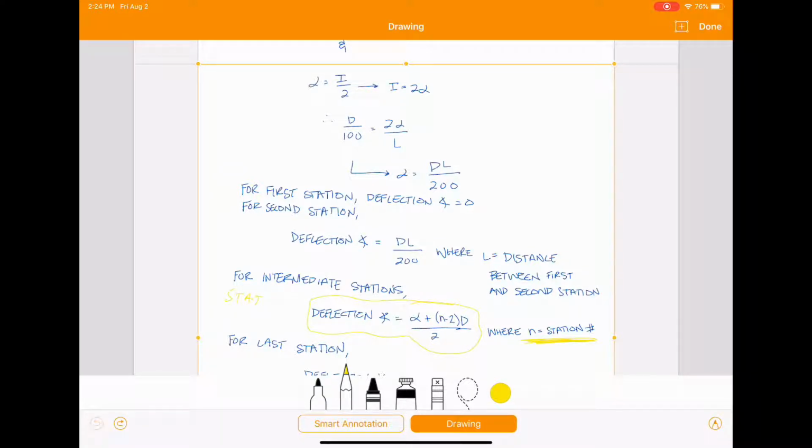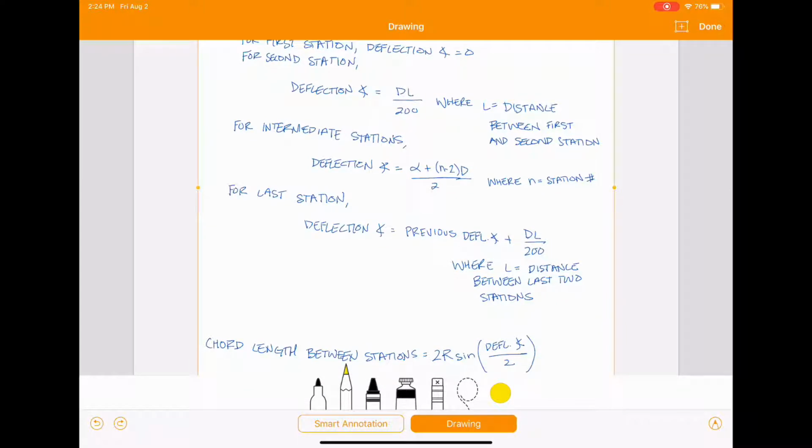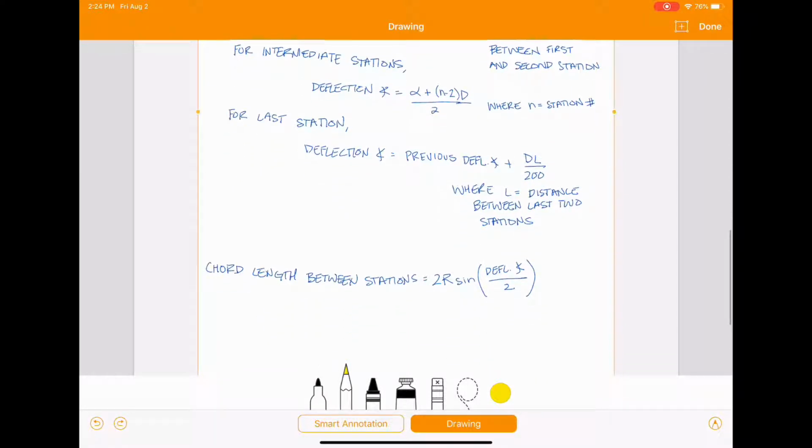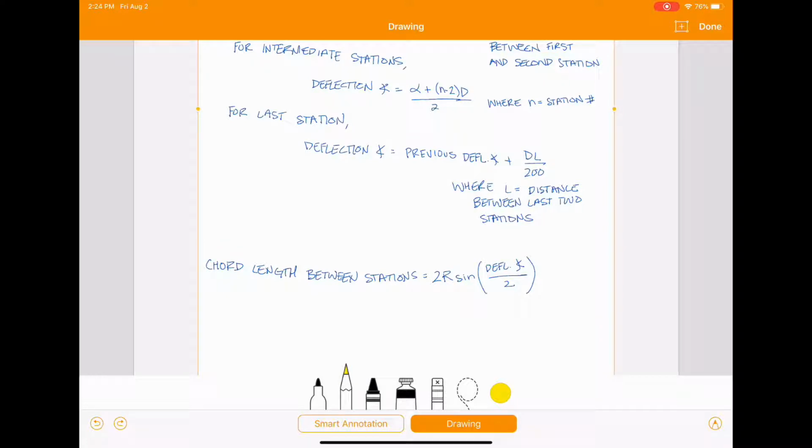And then once you finally get to your last station, you're going to do a similar thing that you did here for your second station, except you're going to add on your previous deflection angle to whatever you get from here. And again, this L is going to be the distance between those last two stations that you're looking at. And then finally, if you want to find your chord length between stations, you can go ahead and use that equation there.